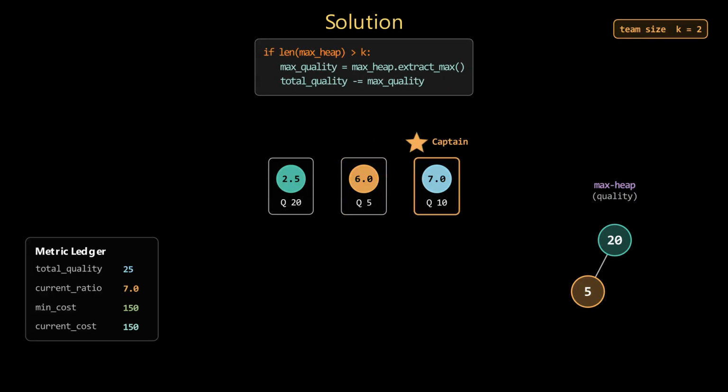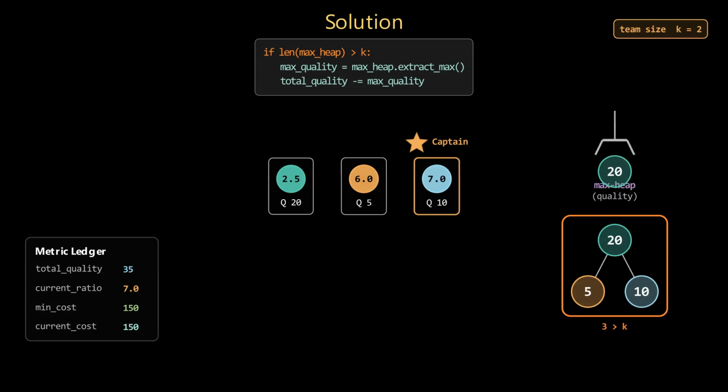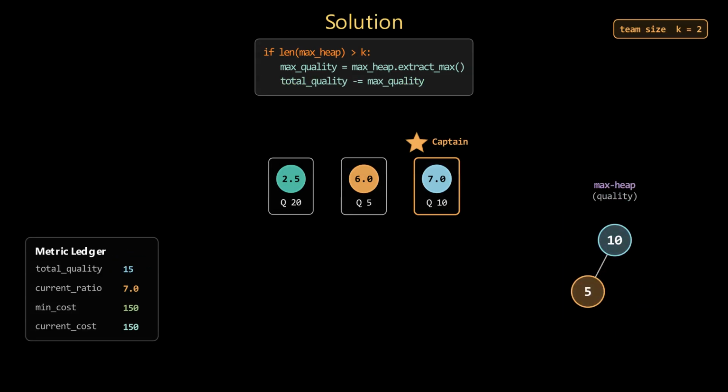As we keep ingesting candidates, our heap eventually breaches the target team size of K. The moment we hold K plus 1 workers, we are oversaturated. Because the captain's ratio is locked for this step, we immediately dump quality to save cost.